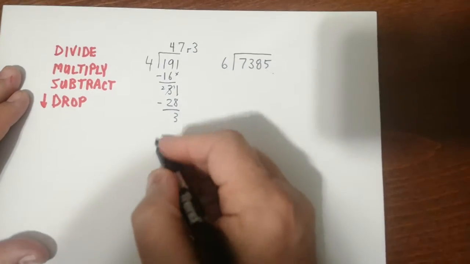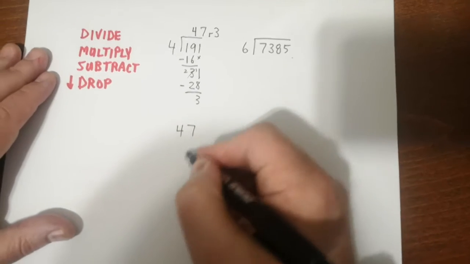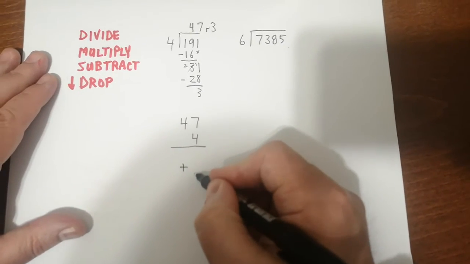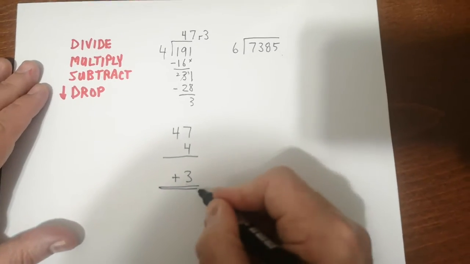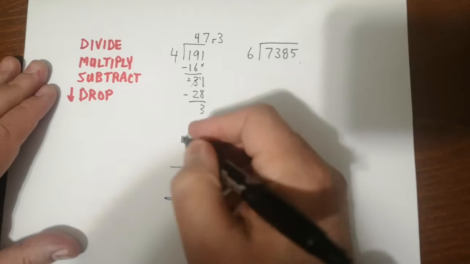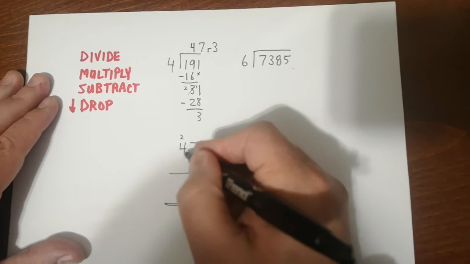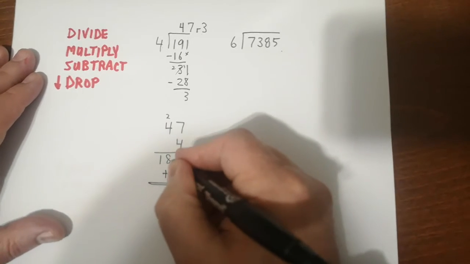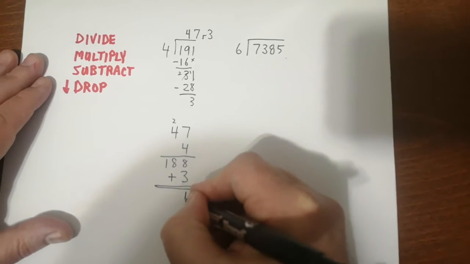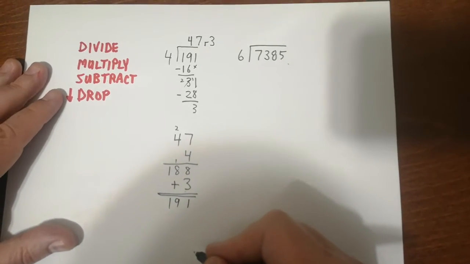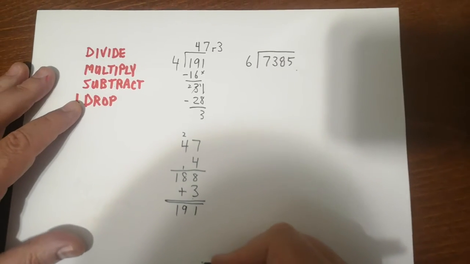And I'll just use some space down here to check that that's right. So 47 times 4, and whatever that equals, I'll add 3 to it, and hopefully I'll get 191. So 4 sevens are 28. And 4 times 4 is 16, plus 2, 18. 188 plus 3 is 191. Yay.